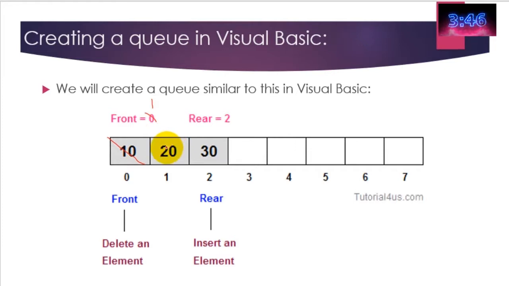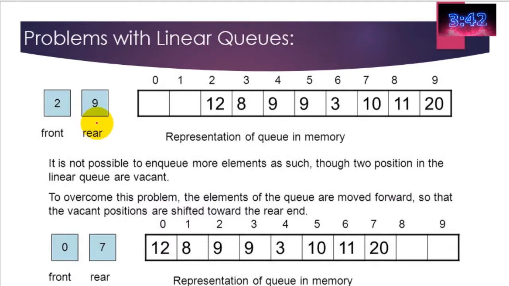That seems okay, but in reality that causes a problem. Let's have a look at this problem in a little bit more detail. Imagine here we have a queue of 10 items, and the first 2 items of the queue are dequeued. What this would mean is that the front now changes to 2, and the rear stays at 9.